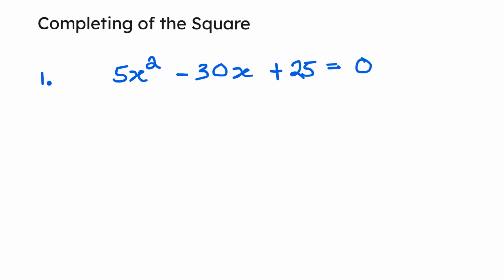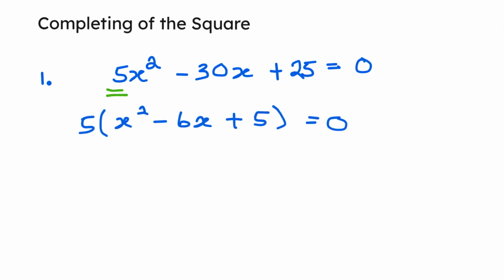Now, let's have a look at this example. We have 5x squared minus 30x plus 25. Step number 1 would always be to factor out the coefficient of the squared term. So in this case, we'll be dividing by 5. And so that leaves us with x squared minus 6x plus 5 equal to 0.